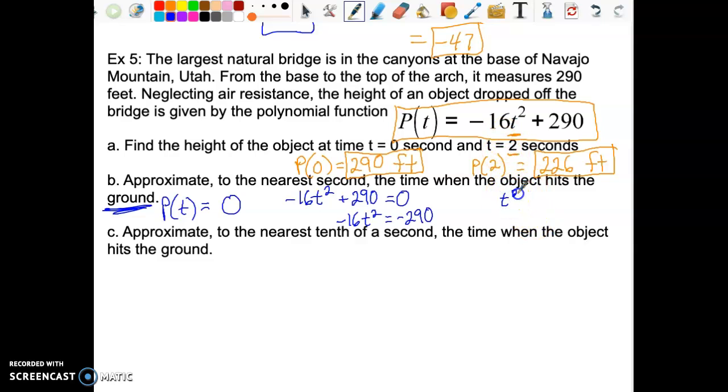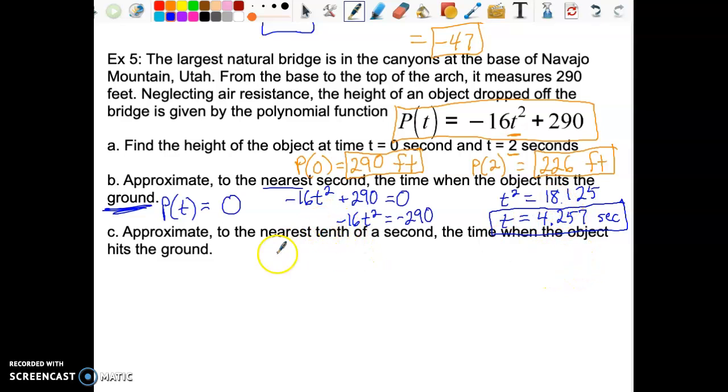So t squared is about 18.125. Because we're rounding to the nearest second, I know you know me by now, I like to round to 3 decimal places, even though the directions don't say so. So when I square root that, I get 4.257 seconds. So the nearest second would be just 4 seconds.